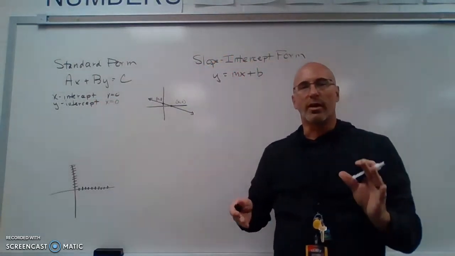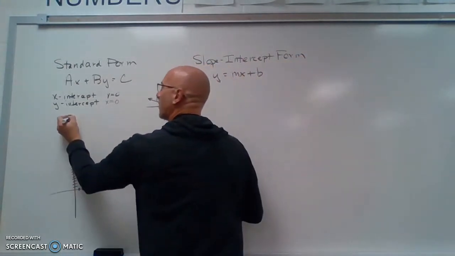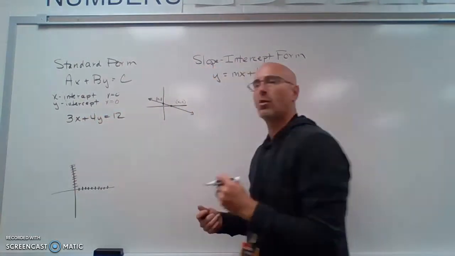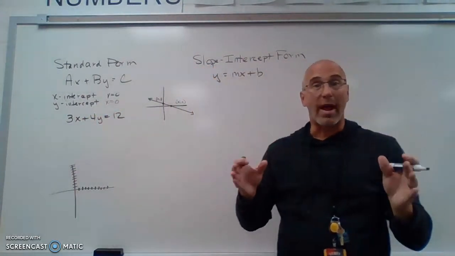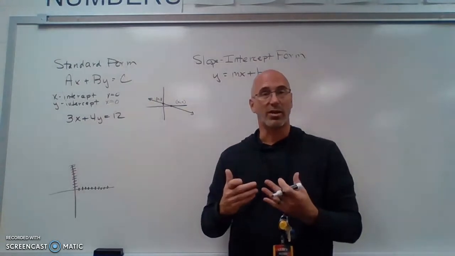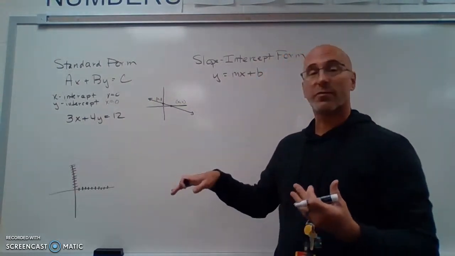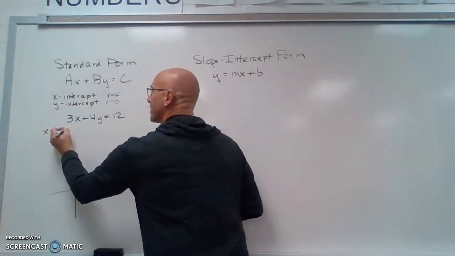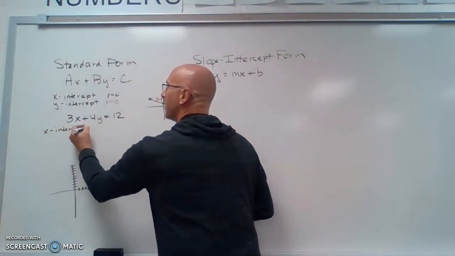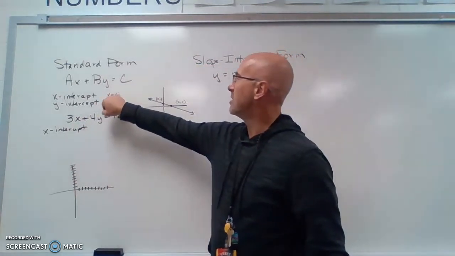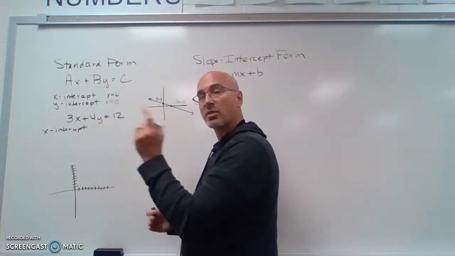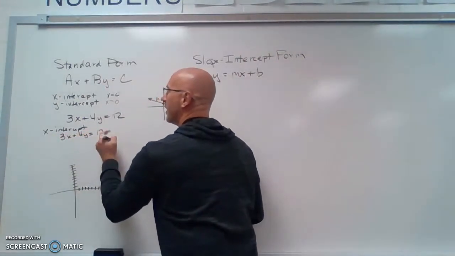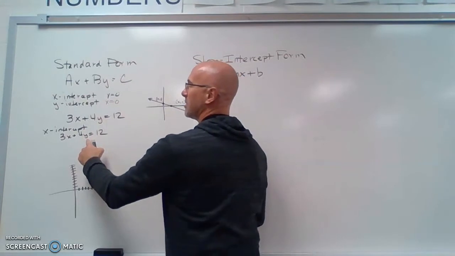So let's do one example of that. Say we have the equation 3x plus 4y equals 12. We want to graph this linear equation. So what we're going to do first is find our two intercepts. To find the x-intercept, we are going to put 0 in for y. So let's do that. Just going to rewrite the equation for now. Now I'm going to substitute 0 in for y.